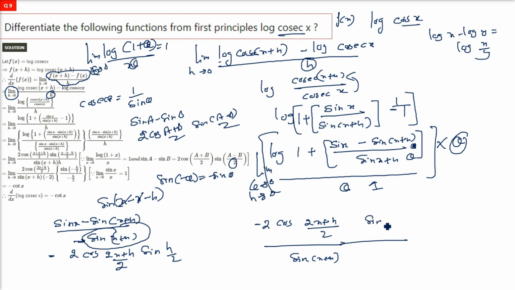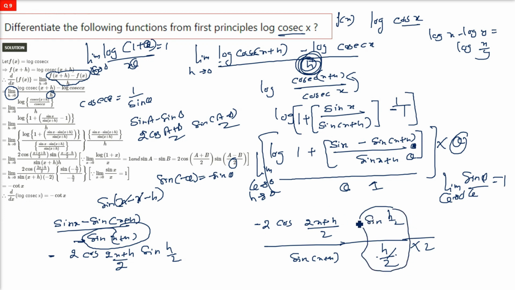But here we have sin(h by 2). Please remember, I told you in the beginning there was an h in the denominator, because the first principle has an h in the denominator. So just divide by 2 and multiply by 2, because we want an h by 2 in the denominator also. Limit of sin theta by theta as theta tends to 0 is 1, that you already know. So sin(h by 2) over (h by 2) is going to be 1, as h tends to 0. The 2 gets cancelled, and you just have a negative.